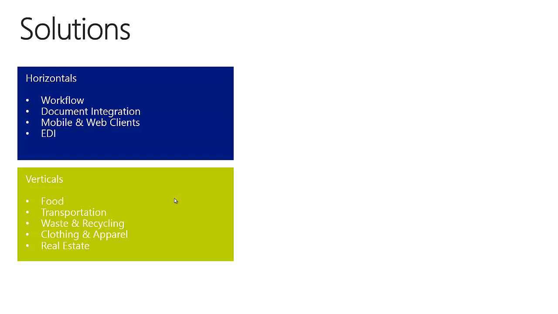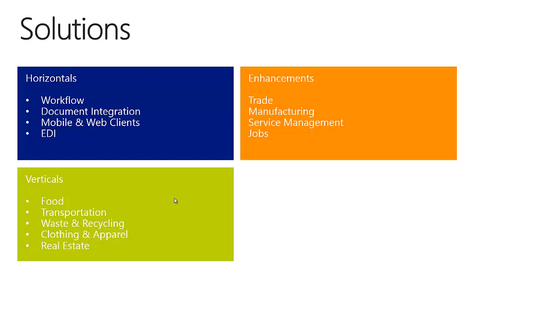Vertical solutions tailor NAV for a specific branch, adding typical features that only these users require. Examples are the food industry, transport management, waste and recycling, clothing and apparel, and real estate. Out of the box, Dynamics NAV is designed for trading and manufacturing companies. Some partners provide enhancements to NAV in typical scenarios. These are not typically targeted at specific branches, but are also called feature packs.